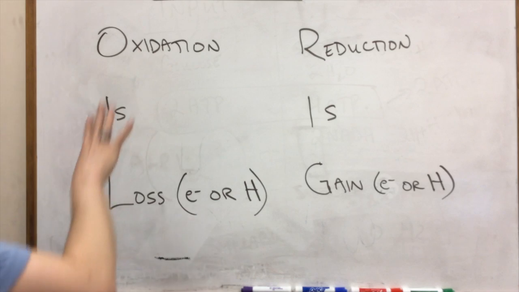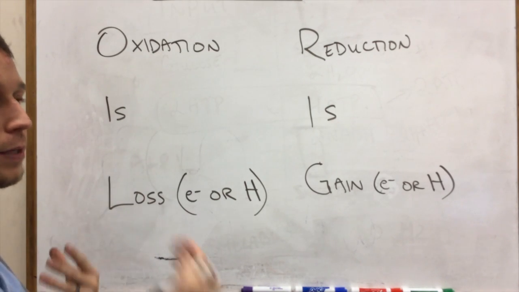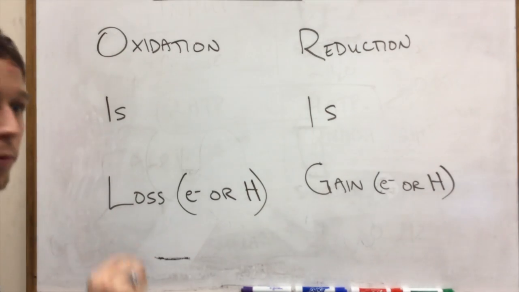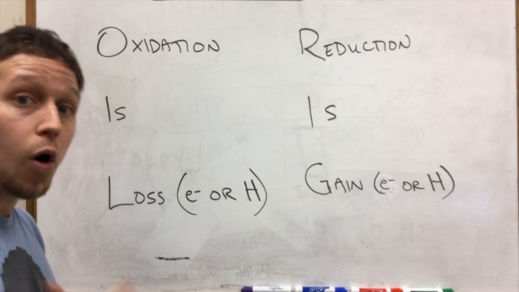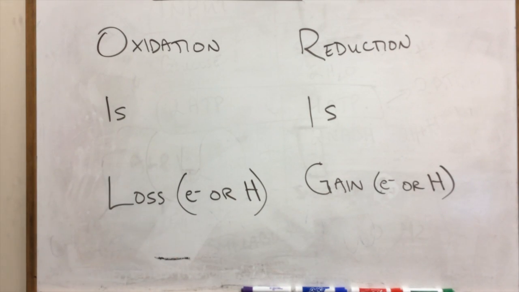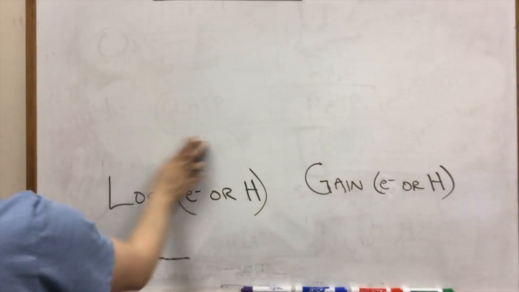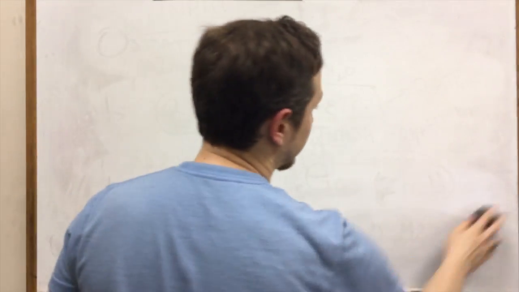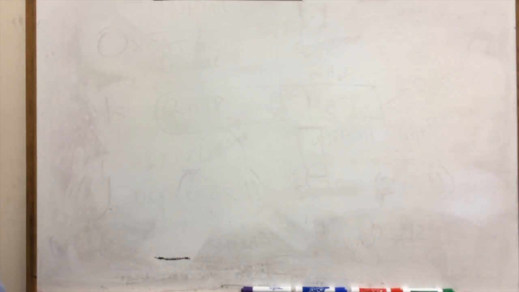Okay? So this is the general idea of what you need to understand to classify things as being reduced or oxidized. And remember, when we're saying something's reduced or we're saying something is oxidized, we're always talking about the reactants of a particular process. So let's go ahead and take a quick look at how we would determine if something is being reduced or oxidized given a particular equation.